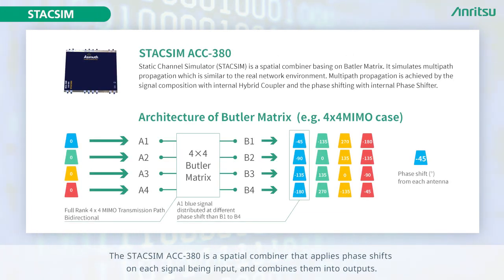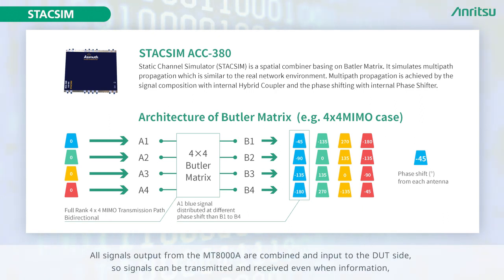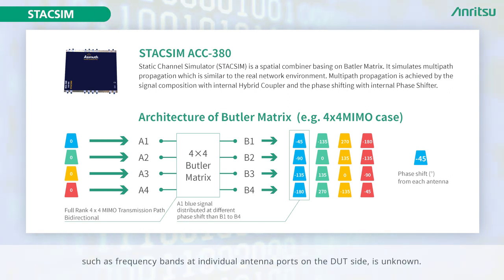The StackSim ACC380 is a spatial combiner that applies phase shifts on each signal being input and combines them into outputs. All signals output from the MT8000A are combined and input to the DUT side, so signals can be transmitted and received even when information, such as frequency bands at individual antenna ports on the DUT side, is unknown.